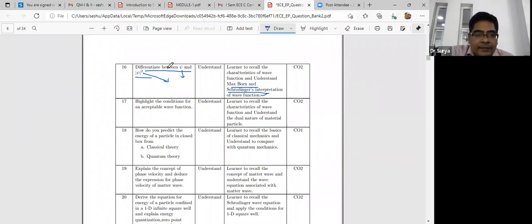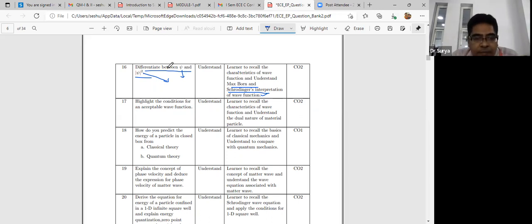Okay, next, highlight the conditions for an acceptable wave function. In the sense, learners recall the characteristics of wave function and understand the dual nature of material particles. So try to understand the dual nature of radiation. Okay, try to go through the dual nature of radiation.